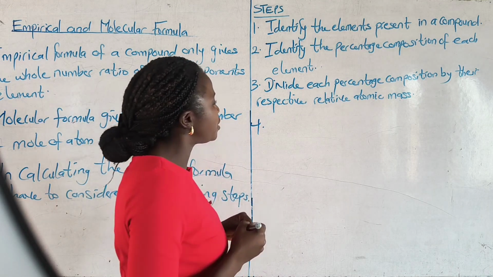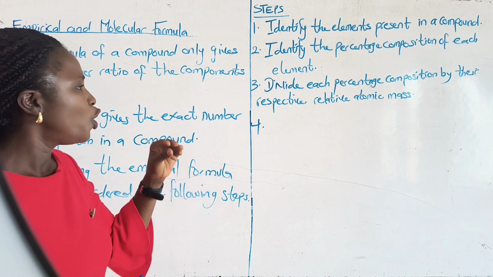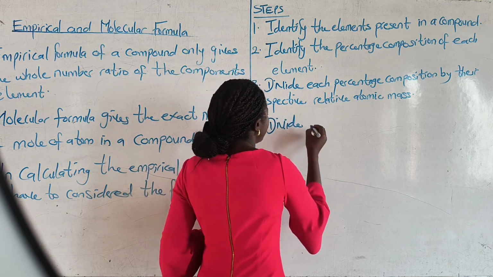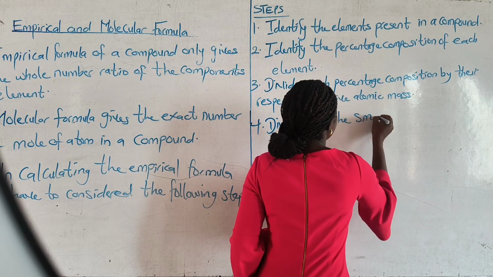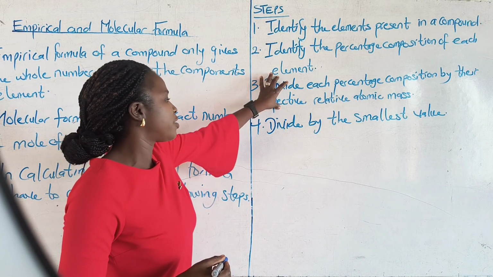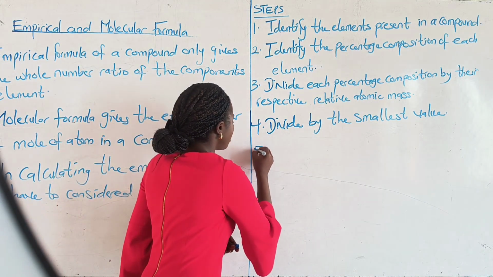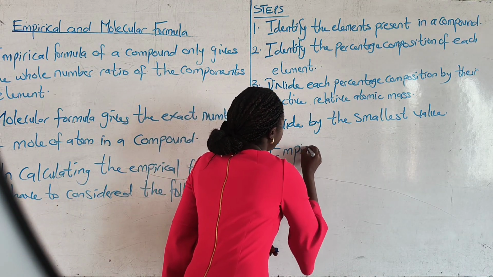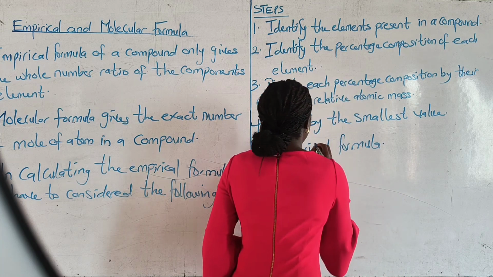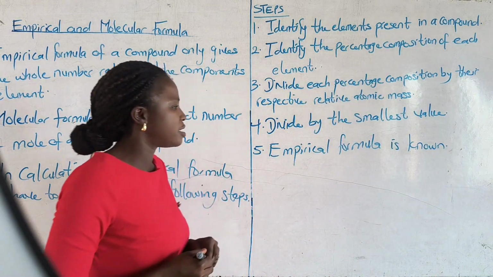Then number 4, after you divide each percentage composition by their respective relative atomic mass, what do you need to do now? You now divide by the smallest value. So you have to divide the answers you get here by the smallest answer. Then after you do that, you now get your empirical formula. Your empirical formula is now known.